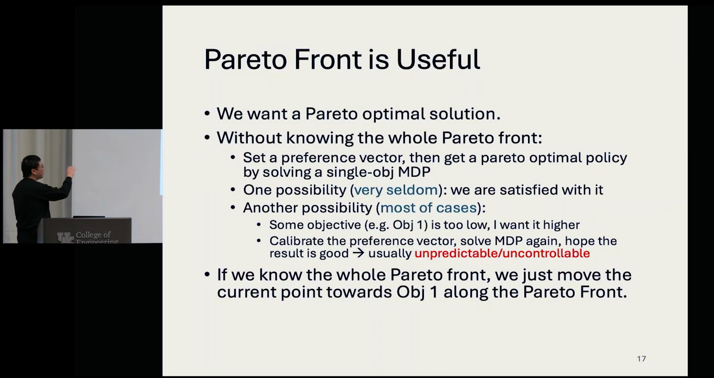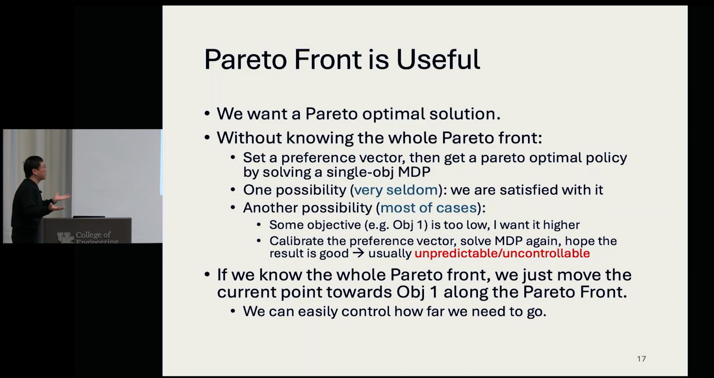However, in contrast, if we know the whole Pareto front, that means we have the whole set of all the Pareto optimal points. Then we just move the current point in that direction. For example, if we want objective 1 a little bit higher, since we already know the whole Pareto front, we just move this point on the Pareto front a certain distance. So we can easily control how far we go and how much we sacrifice the other objective. So if we know the Pareto front, we have a more precise way to choose the solution that we want. That's the intuition behind why we want the Pareto front.